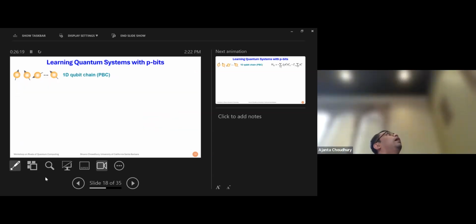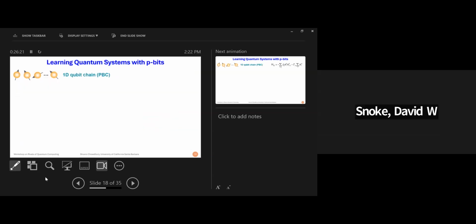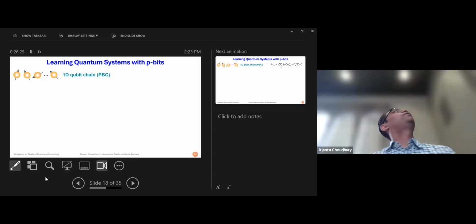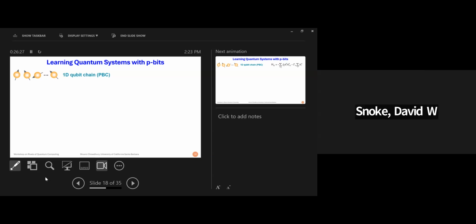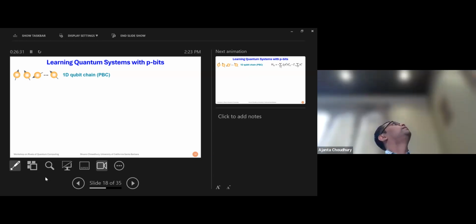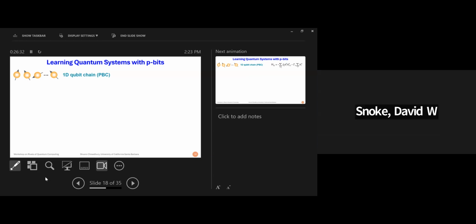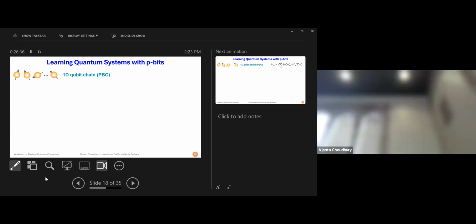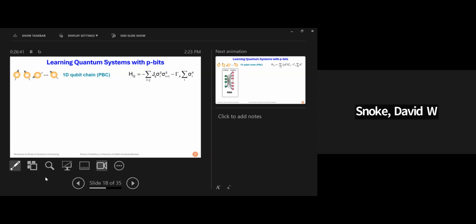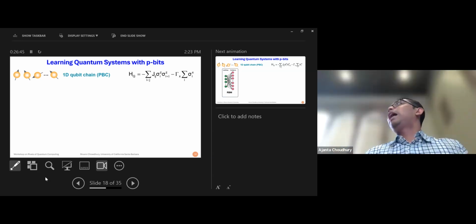Now, I will give you an example that we are currently trying. That is learning quantum systems with qubits. Here we are talking about a 1D qubit chain with periodic boundary conditions. We have this transverse-field Ising Hamiltonian again, and we are trying to learn its ground state.